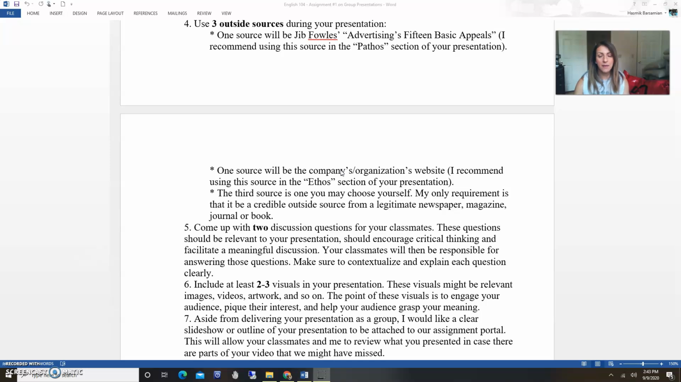Now, this source might be an article from a magazine, a newspaper, or a journal. As long as it's credible, I'm okay with it. So maybe it might be a third party that is analyzing the ad and offering commentary on it. If that's what you want to do, you can incorporate a source like that.